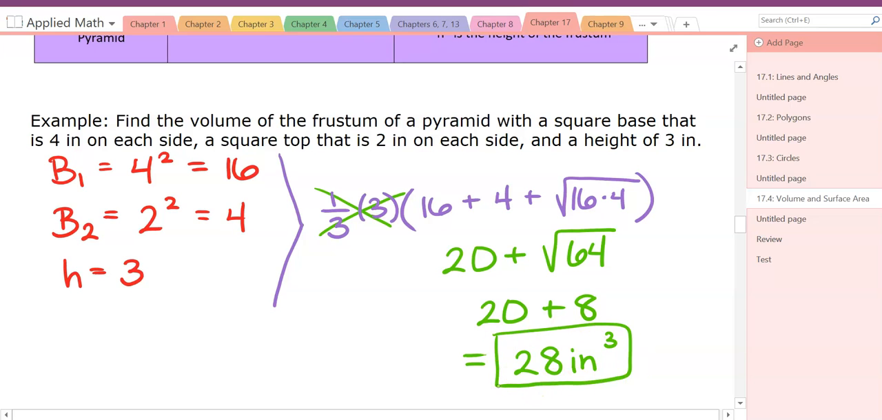There will be some problems like this where they just tell you what the area of the bases are, so you may not have to find the area of the bases. For this one we had to, but they're squares. Finding the area of a square isn't too bad. You just have to take the side times itself.